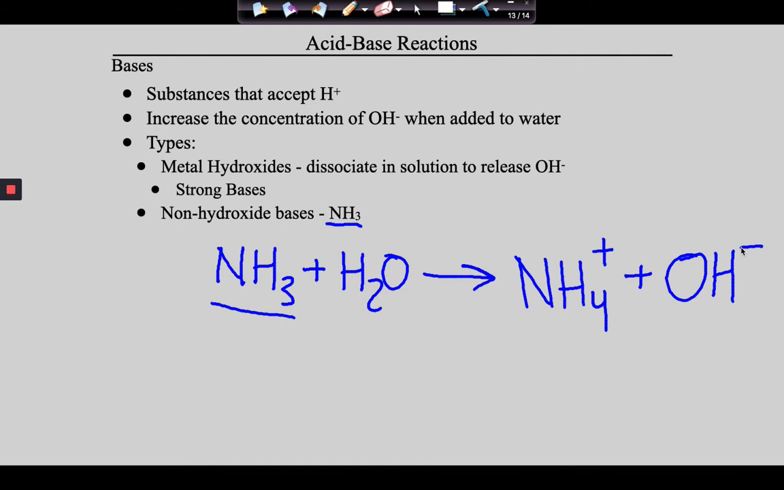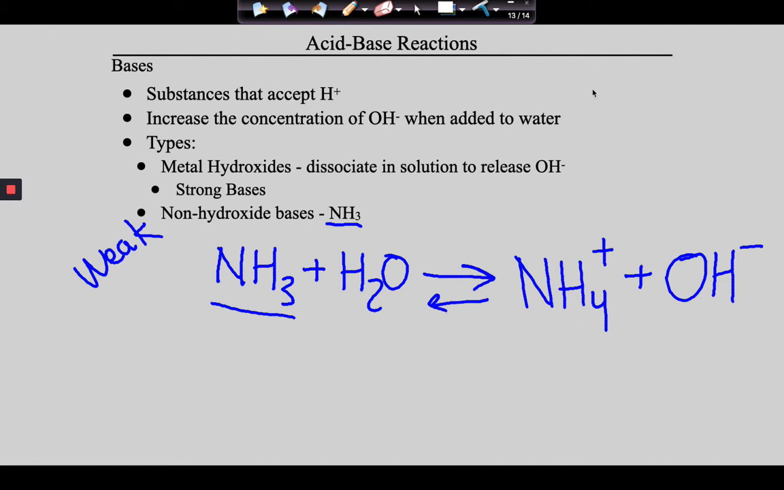But guys, here's the thing you need to know. These are the weak bases. These are not the strong bases. These are the weak bases. So gang, if that's a weak base, why is this balanced equation wrong? Yeah, it goes both ways. This reaches equilibrium. It does not fully dissociate.